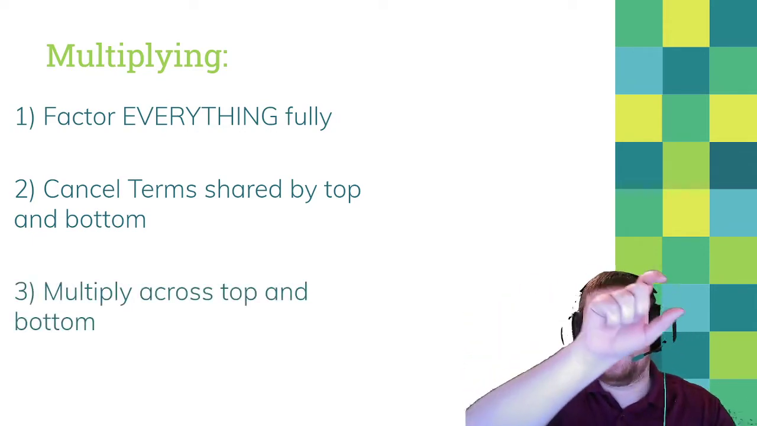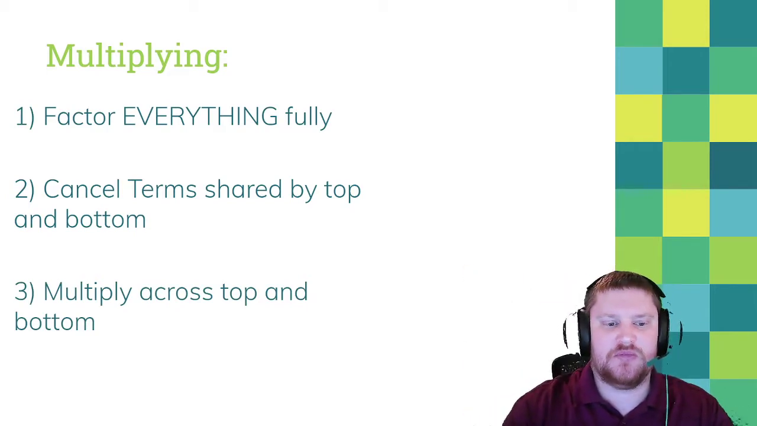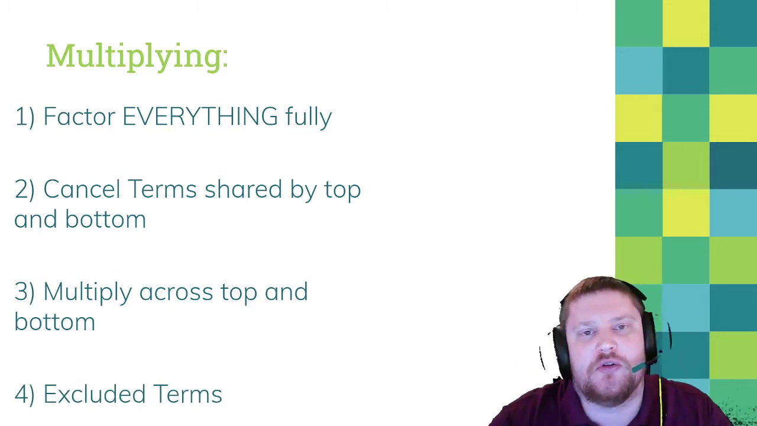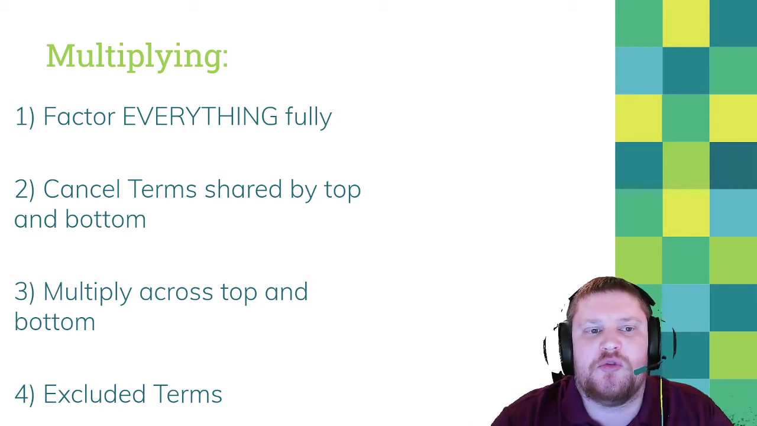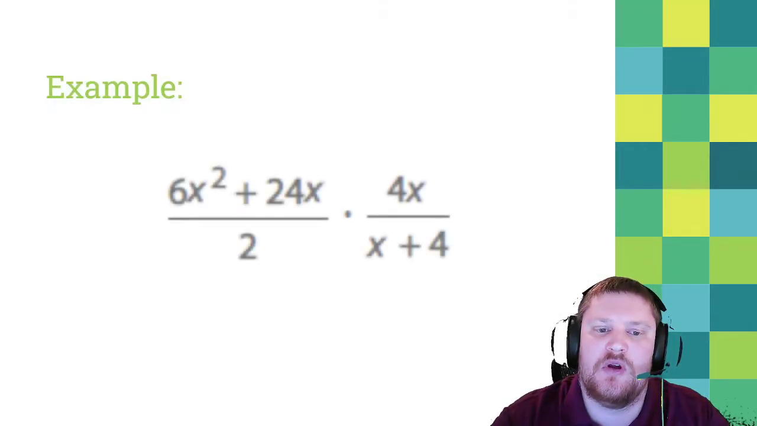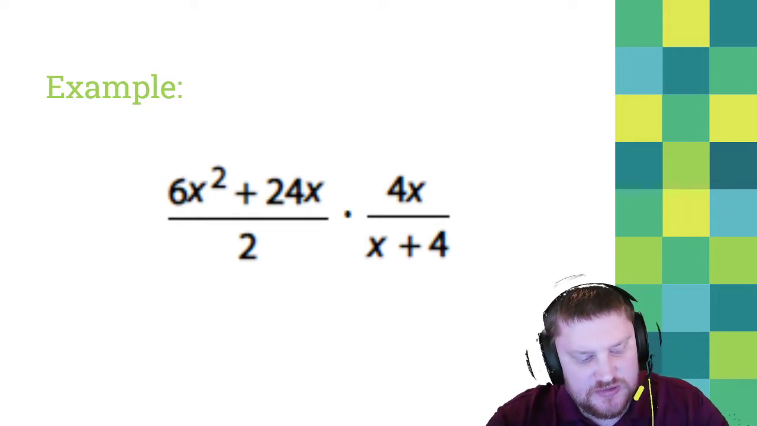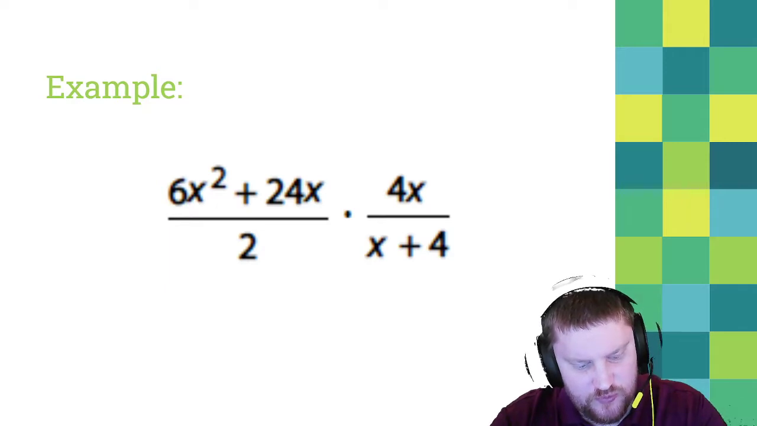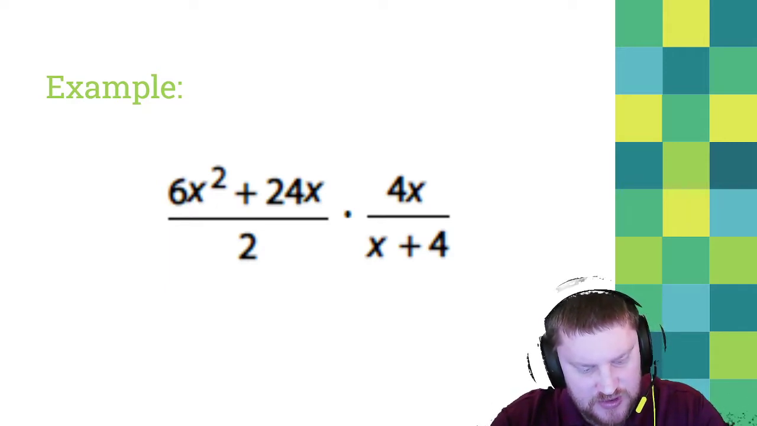Finally, you'll just take everything and multiply across the top, take everything, multiply across the bottom. Finally, you'll find your excluded terms. Those are the 4 steps that we're going to use for multiplication. So let's go ahead and, as always, take a look at an example. The example we're going to use is 6x squared plus 24x over 2 times 4x over x plus 4.